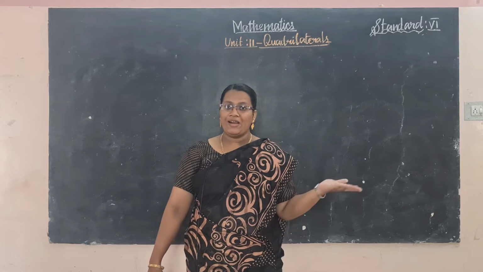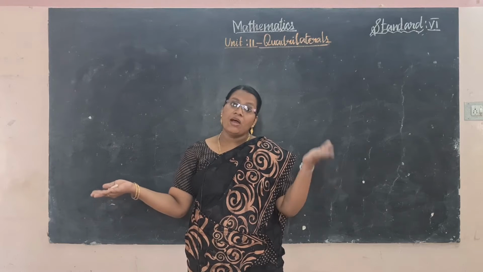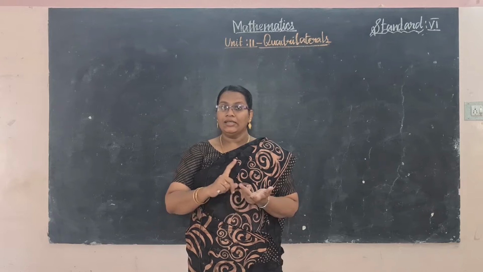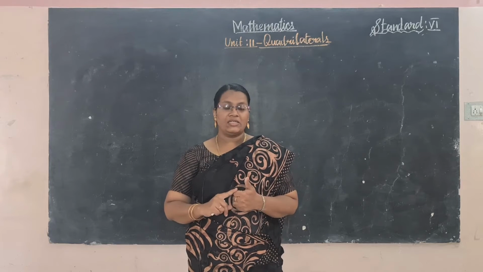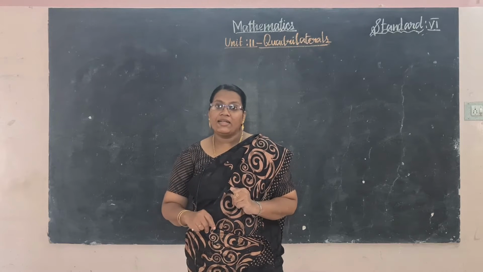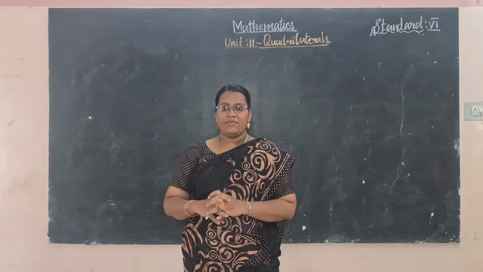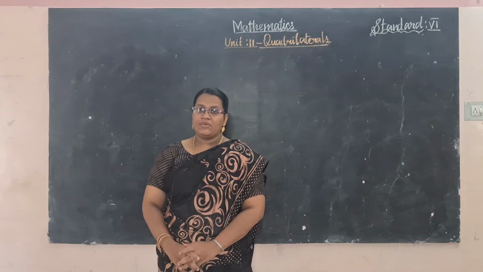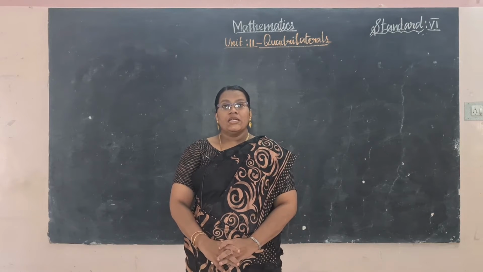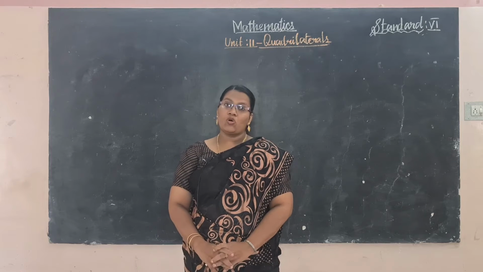As I said, one is parallelogram, another one is trapezium. Parallelogram has 4 types. What are they? Square, rectangle, rhombus and kite. And trapezium has only one subdivision. What is that? Isosceles trapezium. And then we have learned about the interior and exterior of the quadrilateral.